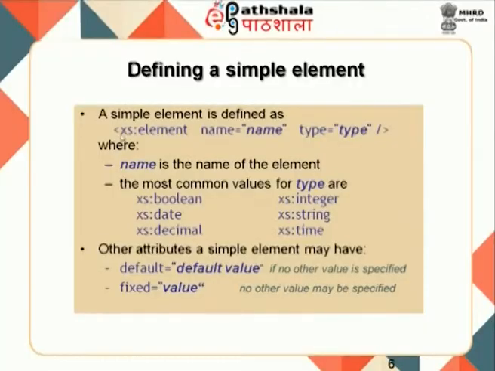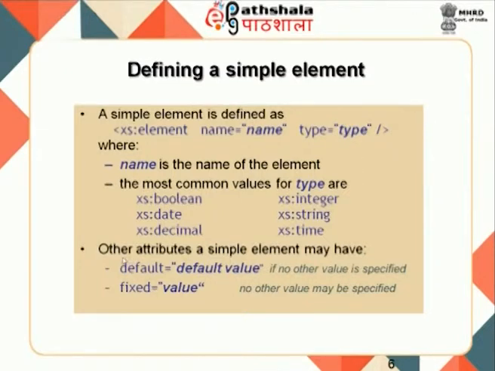So how do we define a simple element? A simple element is defined like this. We know that this is the namespace prefix, and you qualify this schema component element as xs, and then you give the name of the element and the type of the element. And this element tag may have other attributes.